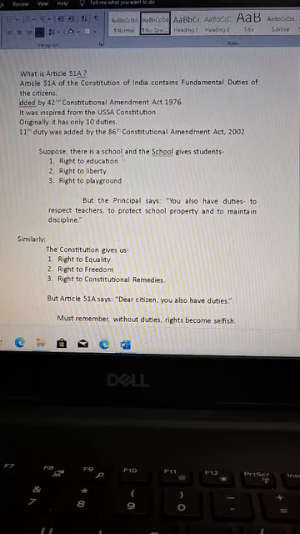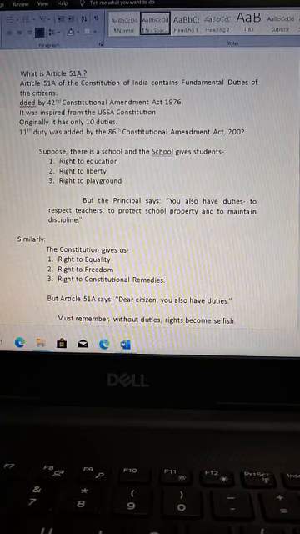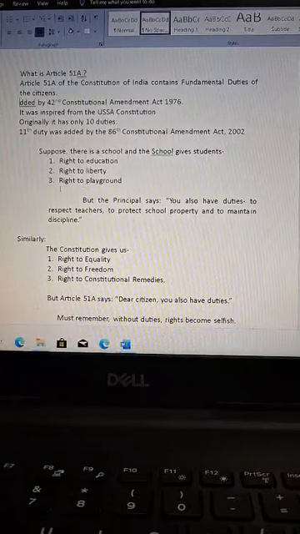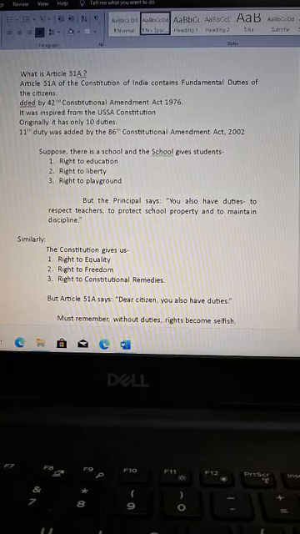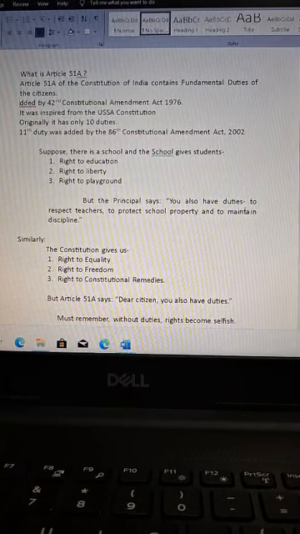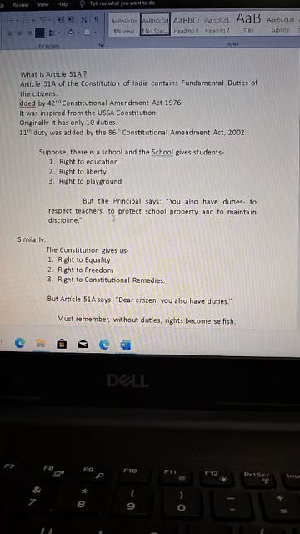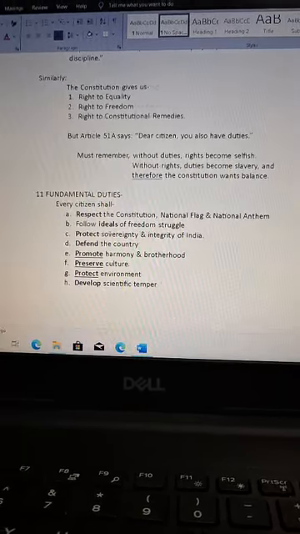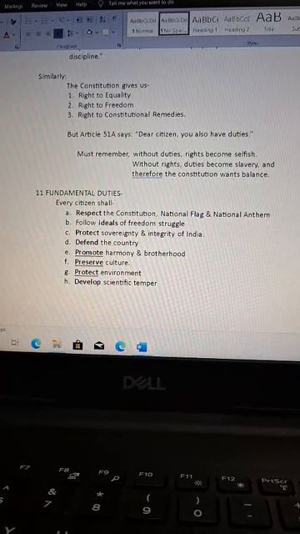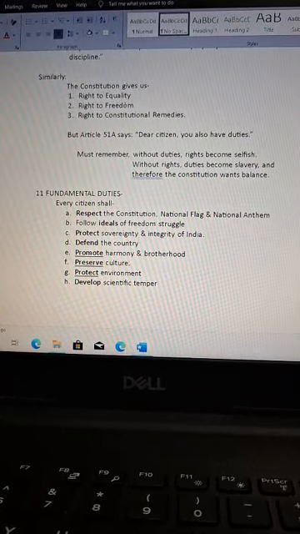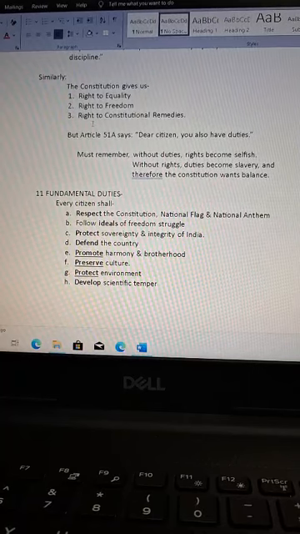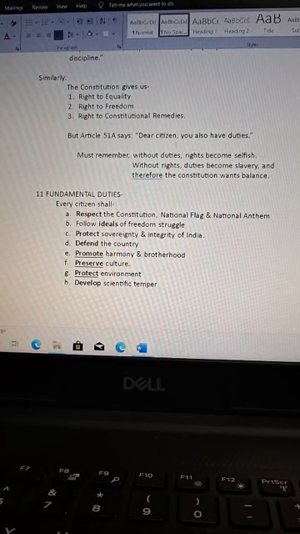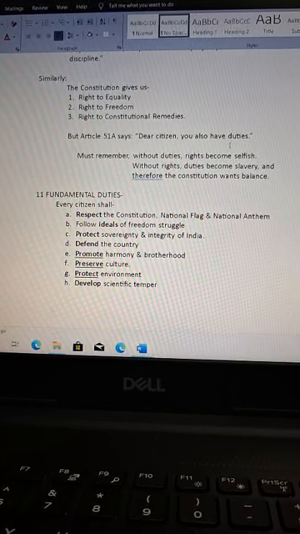Suppose there is a school and the school gives students number 1 right to education, 2 right to liberty, and number 3 right to playground. But the principal says you also have duties to respect teachers, to protect school property, and to maintain discipline. Similarly, the Constitution gives us number 1 right to equality, number 2 right to freedom, number 3 right to constitutional remedies. But Article 51A says, dear citizen, you also have duties.